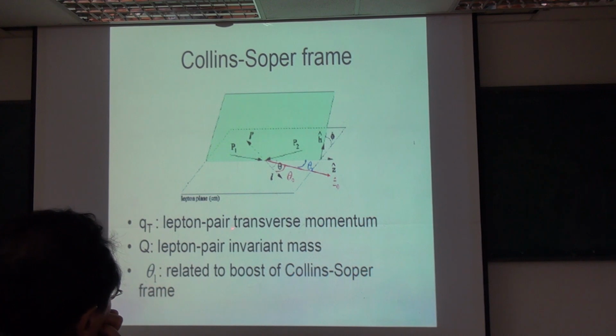So, okay, QT is the electron pair transverse momentum, and Q is the electron pair invariant mass. I define these kinematic variables. And theta 1 is the angle between beam 1 and the z axis. So this theta 1 is related to the boost of the Collins-Soper frame, because if there's no boost, then the momentum P1 will be along this z axis. This is the definition of a kinematic variable.